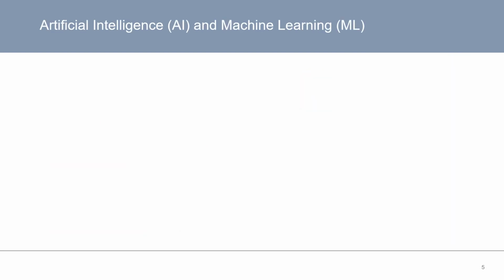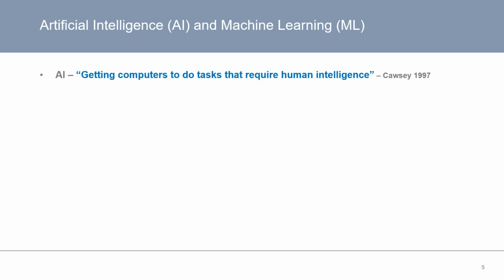To introduce the methods our lab develops, let's first define and distinguish the terms artificial intelligence and machine learning. One definition of artificial intelligence, or AI, is getting computers to do tasks that require human intelligence. This is a very broad definition, but largely captures what AI focuses on. In our lab, the basic element of AI that we're most interested in is automation, specifically towards improving the speed, efficiency, and ease of use of analytical tools.